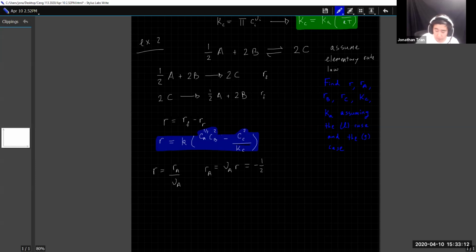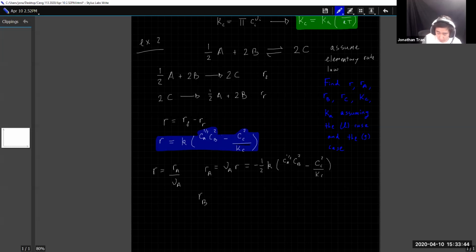Oh, yeah, sorry. This should be R sub R, not R sub F. Thank you. And so, where was I? The rate law for species A. Keep in mind that this is going to be negative 1/2 because of the stoichiometric coefficient on the reactant side. And so here we're going to get negative 1/2 times k, Ca to the 1/2, Cb squared minus Cc squared over Kc.